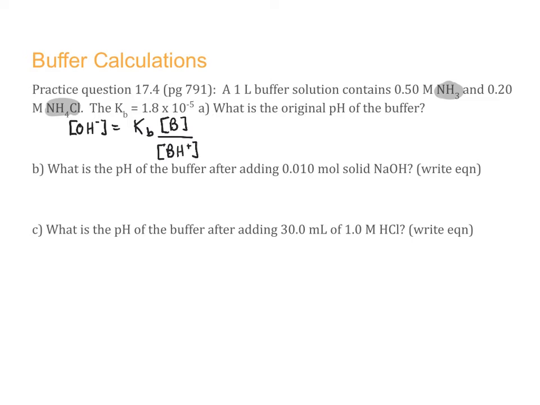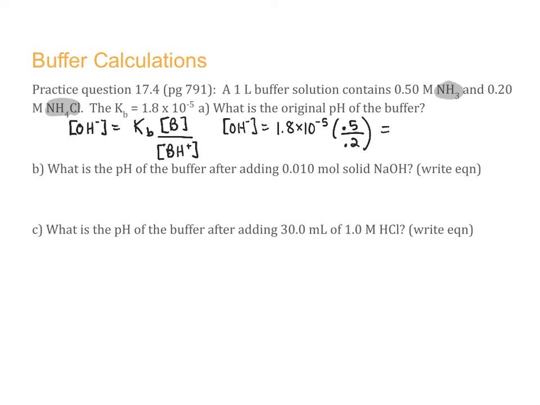And we're told that this is a 1 liter solution, and it's already mixed. The acid-base pair is already mixed, so we don't need to figure out new concentrations like we did on the previous one. We can just figure out that the hydroxide concentration is equal to the Kb times the concentration of the base, which is 0.5, over the concentration of its conjugate acid, which is 0.2.